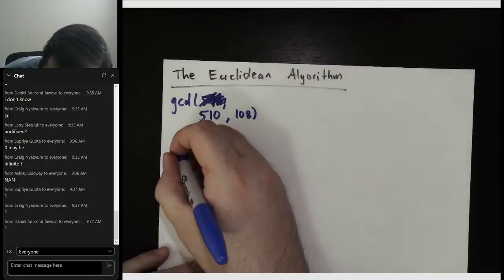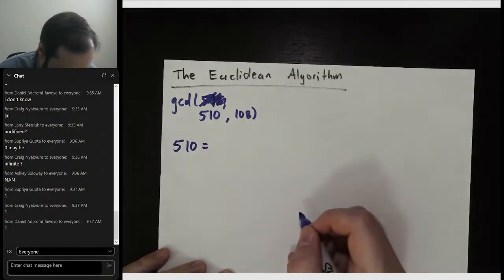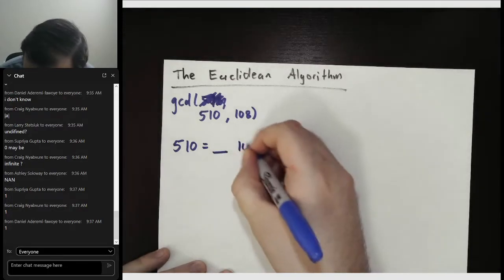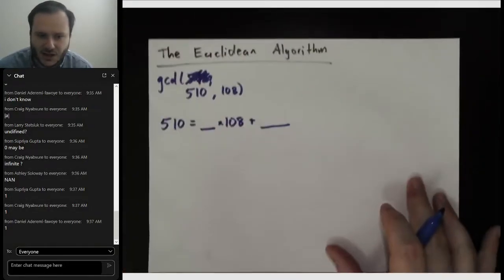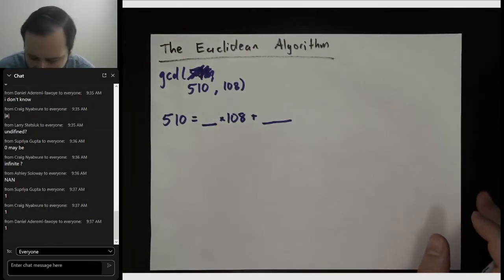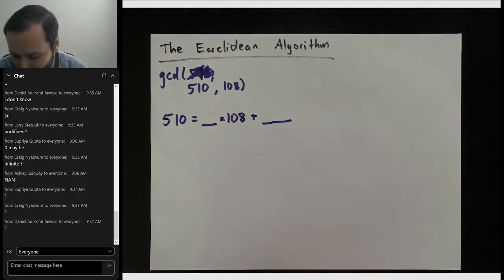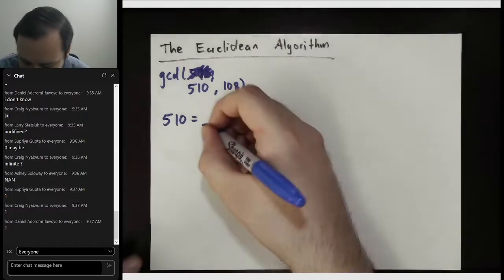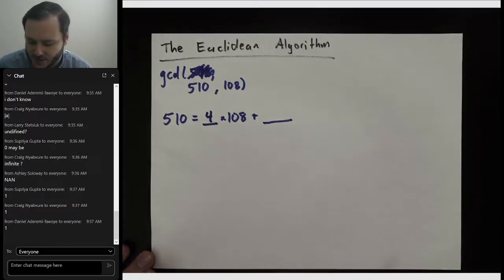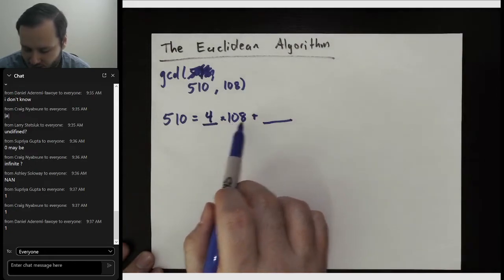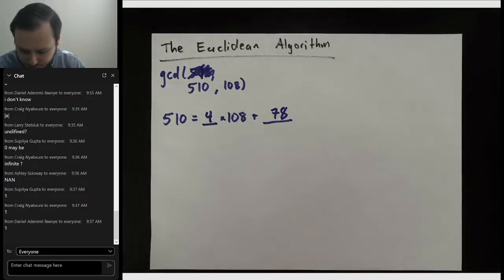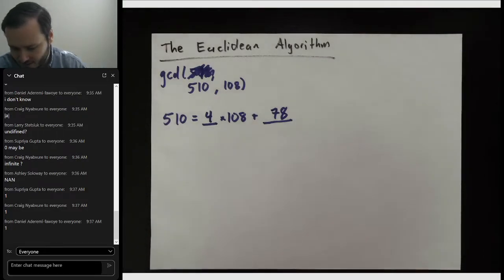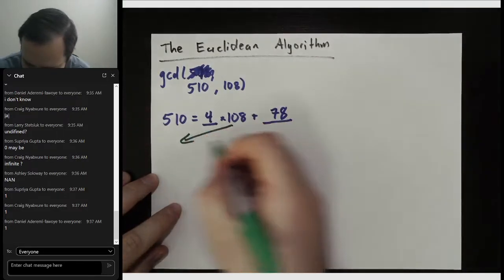So my first step is to write 510 as a multiple of 108 with a remainder. So I'm using my division algorithm. So 510, I need to divide by 108 with remainder. I can get 4 copies of 108 in there. That gives me 432 with a remainder of 78. That's step 1. And then everything shifts over a step.